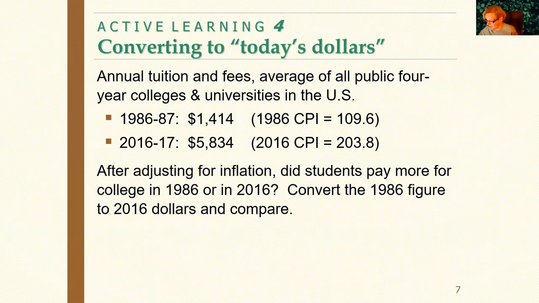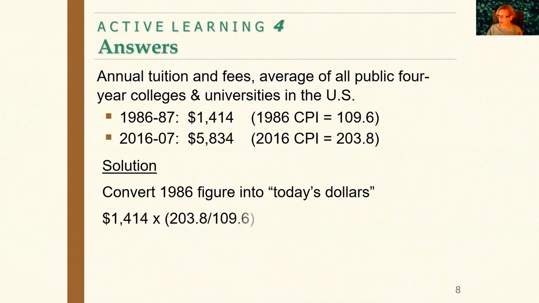Well, I don't think this is any big surprise to you as college students. But again, we're going to use that same kind of ideology. We're going to take the most recent year's CPI of 203.8. We're going to divide that by the older CPI, in this case, 1986. And then we're going to multiply that by the $1,414. We're going to use this number here, the 5,834, as a check figure. When we do that, we end up with, it should cost in 2016-17, $2,629. Yet it costs considerably more than that.